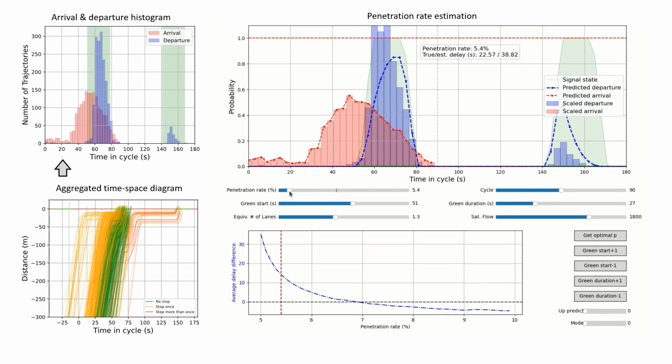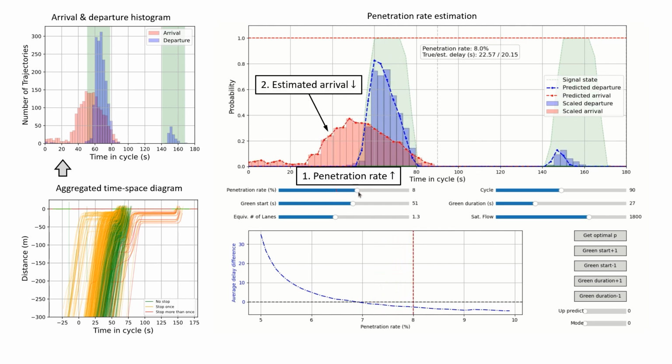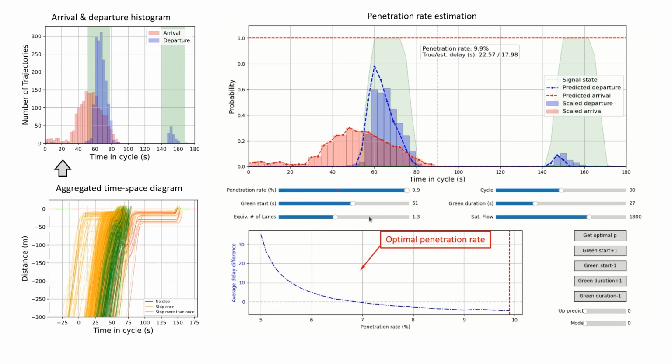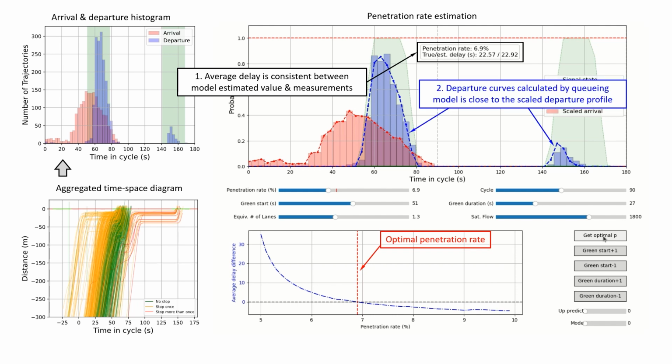Here, we show different prediction profile curves for different penetration rates. As the penetration rate goes up, the estimated arrival probability goes down. In addition, the estimated average delay decreases. If we set the model at the optimal penetration rate, not only is the average delay consistent between the model estimation and observed measurements, but the departure profile prediction closely matches the observed departure curve.